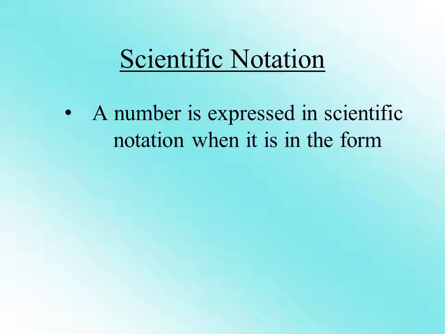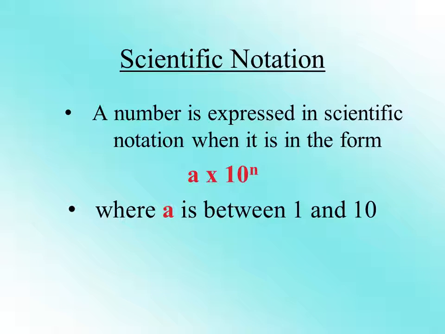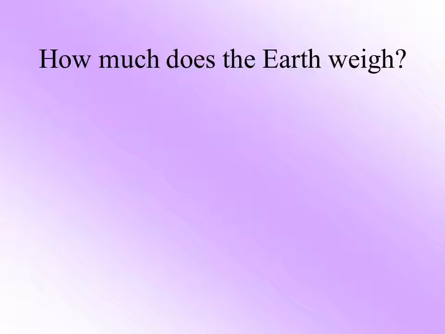Scientific notation is a number expressed in the form a times 10 to the nth power, where the variable a is a number between 1 and 10, and the variable n is an integer. Remember, an integer is a positive or negative whole number. Let's look at an example.